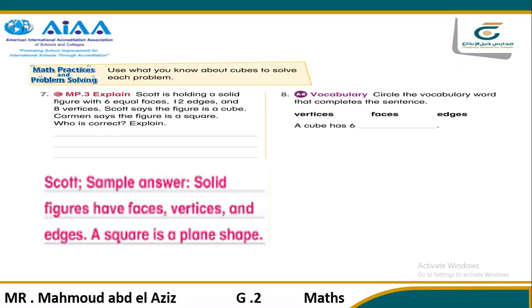Another question. Circle the vocabulary word that completes the sentence. A cube has 6. 6 what? Is that 6 vertices or 6 faces or 6 edges? Excellent. So a cube has 6 faces. But it has 8 vertices and 12 edges.